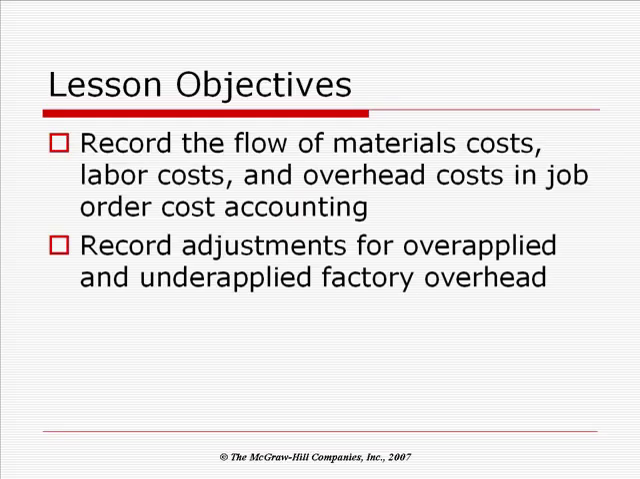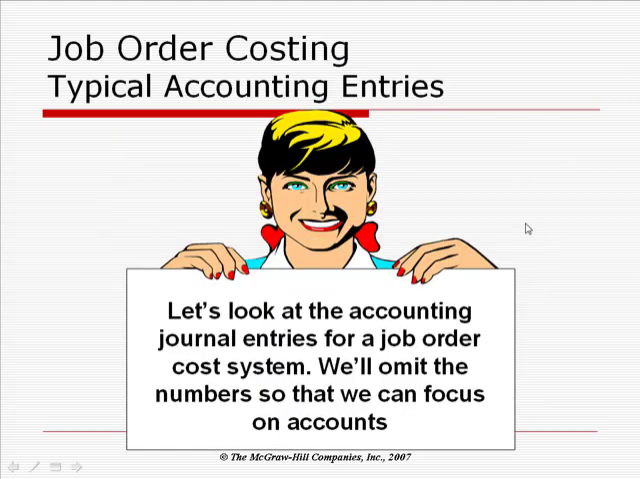Our objectives for this lesson are to record the flow of material costs, labor costs, and overhead costs in job order cost accounting, and to record adjustments for overapplied and underapplied factory overhead. Now, in separate lectures, we've talked a good bit about the cost flows concerning materials, labor, and overhead. In this lecture, let's take a look at the actual journal entries for a job order cost system, and to keep things simple so that we can focus on the accounts, we're going to omit the numbers and just use X's so that we can see how things flow.